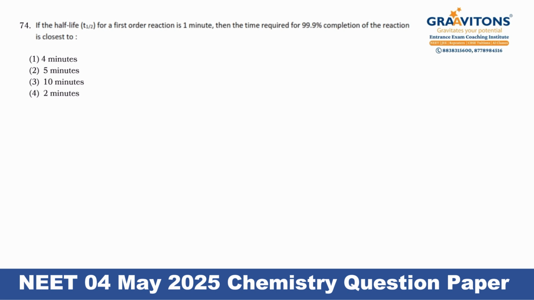74 is the calculation of time required for the completion of 99.9% of a reaction, and the half life is given here, which is nothing but 1 minute. We know the very direct relation that t 99.9% is equal to 10 times the t 50%, that is the half life. So I can directly put 10 into 1 is equal to 10 minutes. So here 10 minutes is the answer.